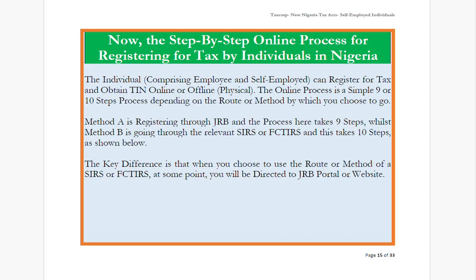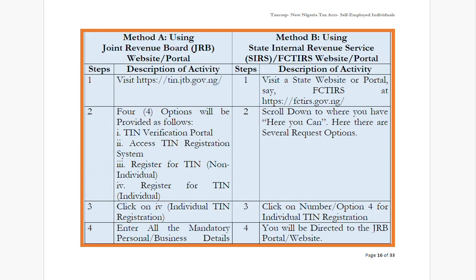Method A is registering through the Joint Revenue Board, and the process here takes just 9 steps, very simple steps. Whilst method B is going through the relevant State Internal Revenue Service or FCTIRS, and this takes 10 steps as shown below. The key difference, however, is that when you choose to use the route or method of SIRS or FCTIRS, at some point you will be directed to the Joint Revenue Board portal or website. That's the additional 1 step.